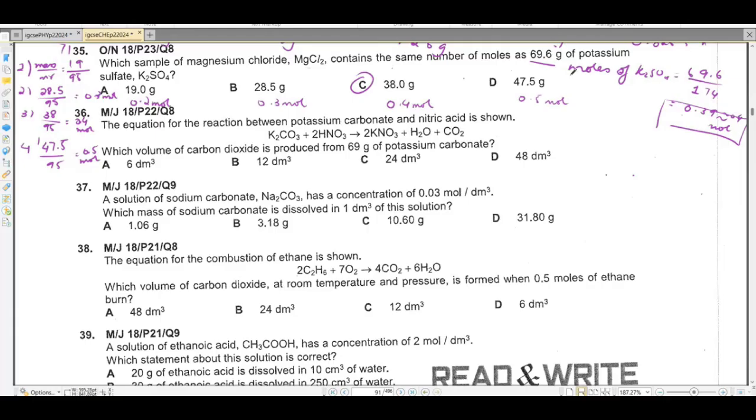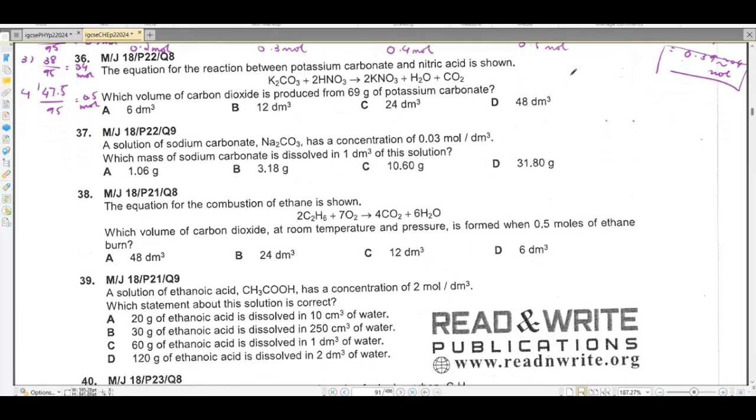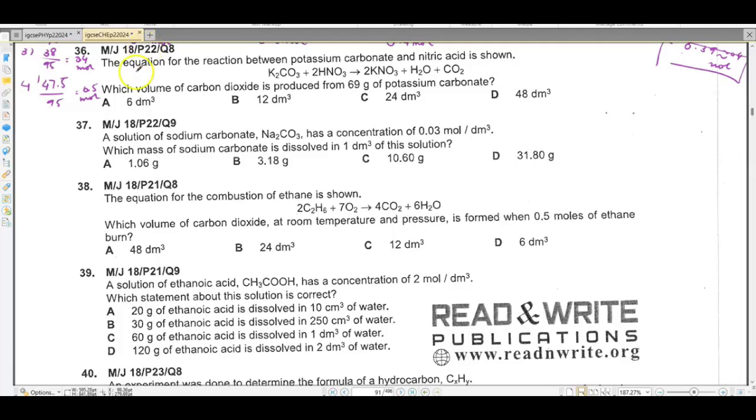Okay, moving on to question number 36. The equation for the reaction between potassium carbonate and nitric acid is shown. Which volume of carbon dioxide is produced from 69 grams of potassium carbonate? Okay, we need the volume of carbon dioxide, and we've been given the mass of K2CO3, which is potassium carbonate.